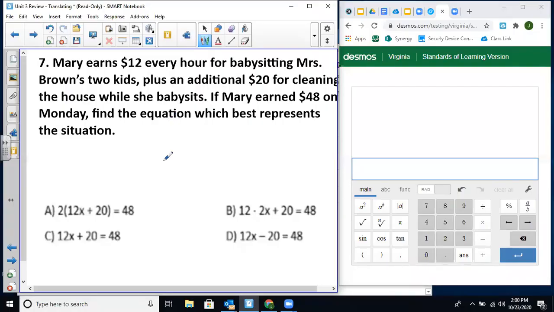All right, let's look at this word problem. It says Mary earns $12 every hour for babysitting Mrs. Brown's 2 kids, plus an additional $20 for cleaning the house while she babysits. If Mary earned $48 on Monday, find the equation which best represents the situation. So let's highlight the important pieces to the equation.